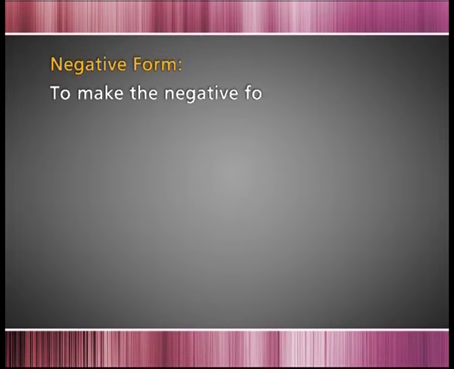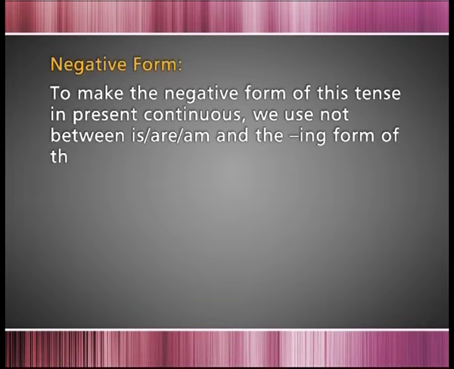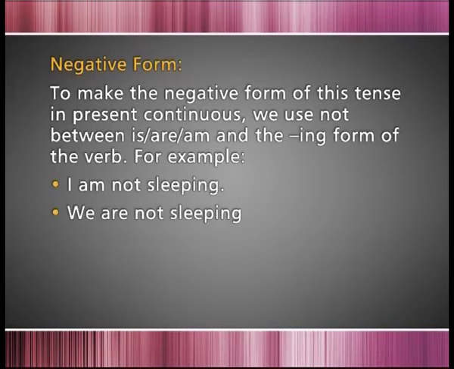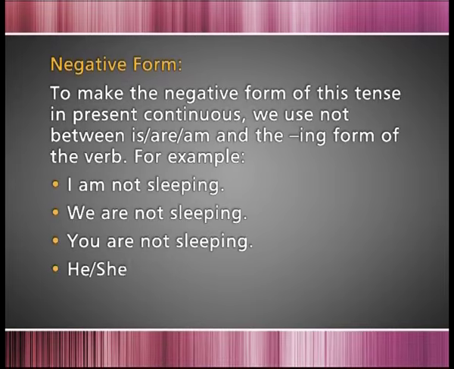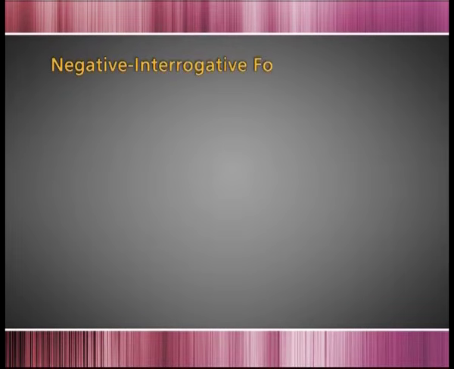Negative form. To make the negative form of this tense in present continuous, we use not between is, are, am and the ing form of the verb. For example, I am not sleeping. We are not sleeping. You are not sleeping. He or she or it is not sleeping. They are not sleeping.